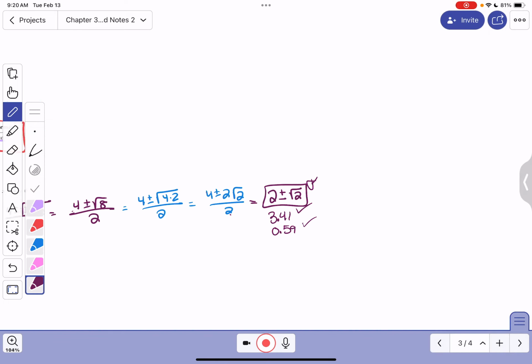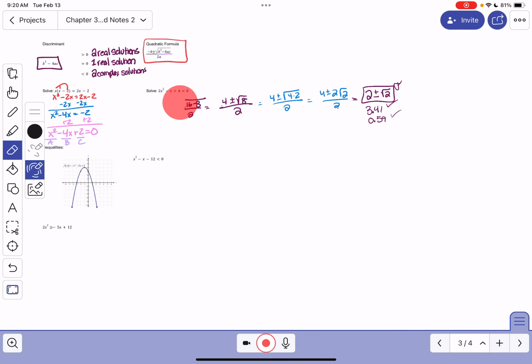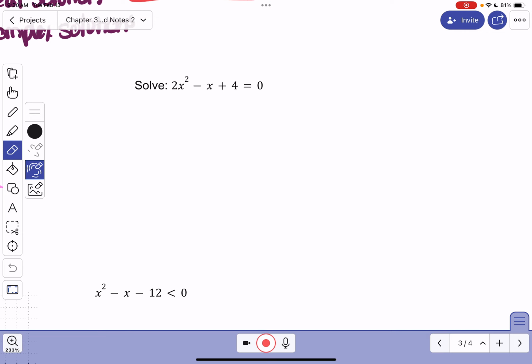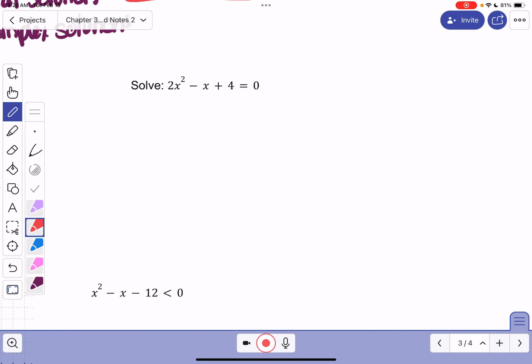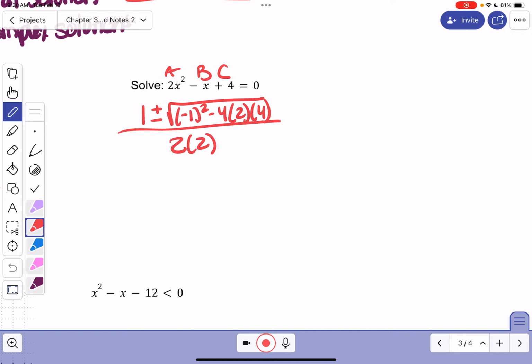But now that you have that, pause the video and try solving the other one. All right, this one already equals 0. So we have a, b, and c. Opposite of b, plus or minus, b squared minus 4ac all over 2a. If I did it out, 1 squared is 1, and then 4 times 2 is 8, times 4 is 32. So 1 minus 32, and then 2 times 2 is 4.